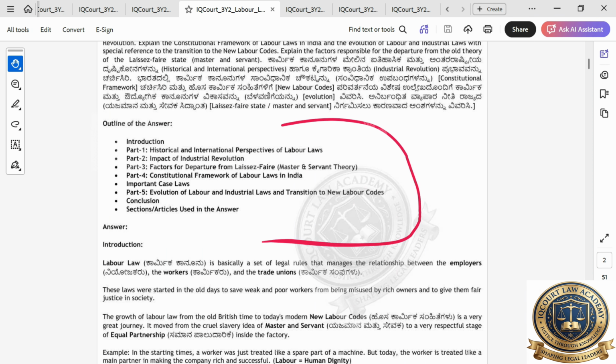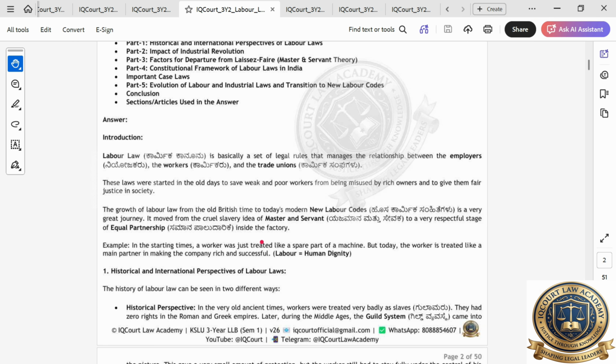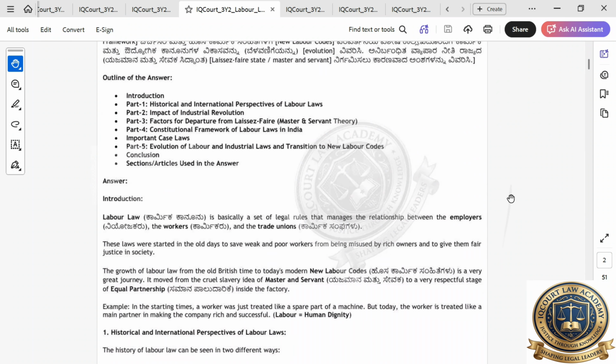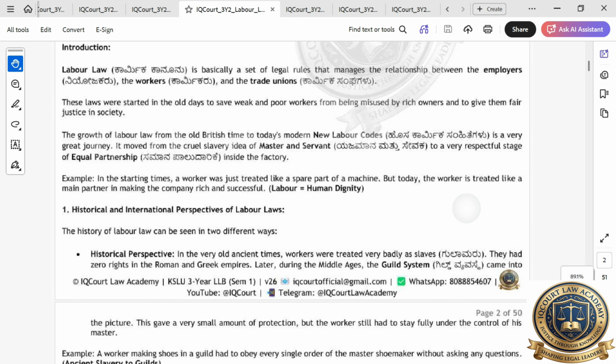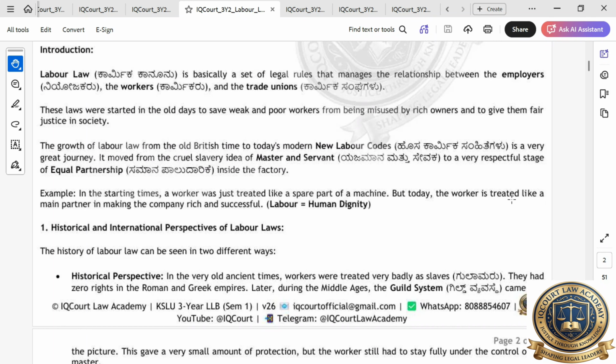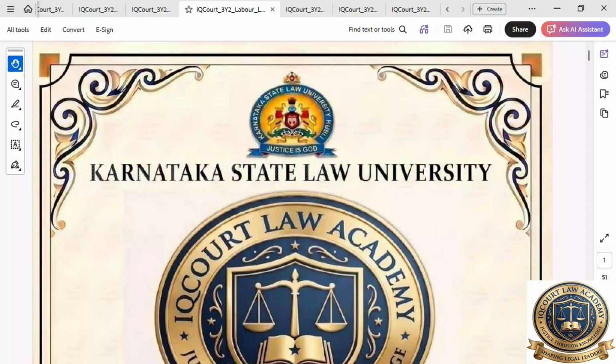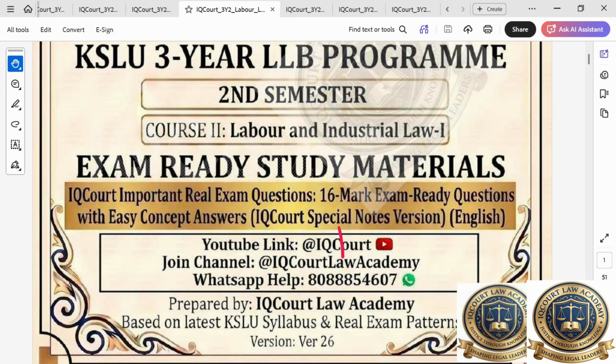Here we are providing it in a simplified manner, and we are explaining each question in a very simplified manner. Same question that I have seen earlier, we have explained in a very simplified way. This is the material we are using for making the videos. We explain the concepts and everything using this material, which is called the IQCourt special notes version.